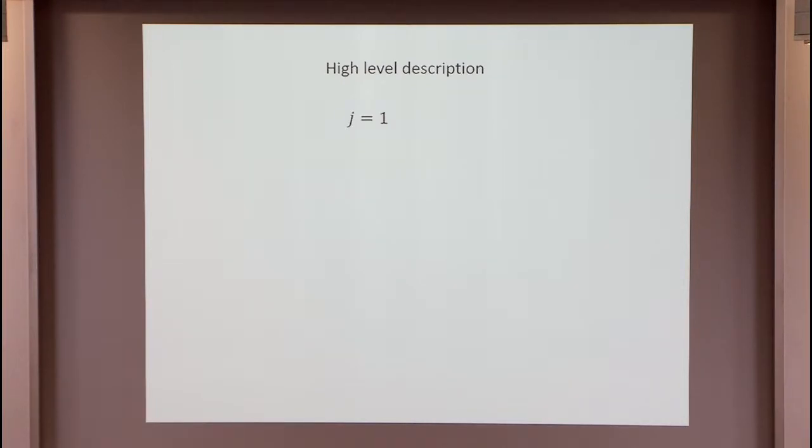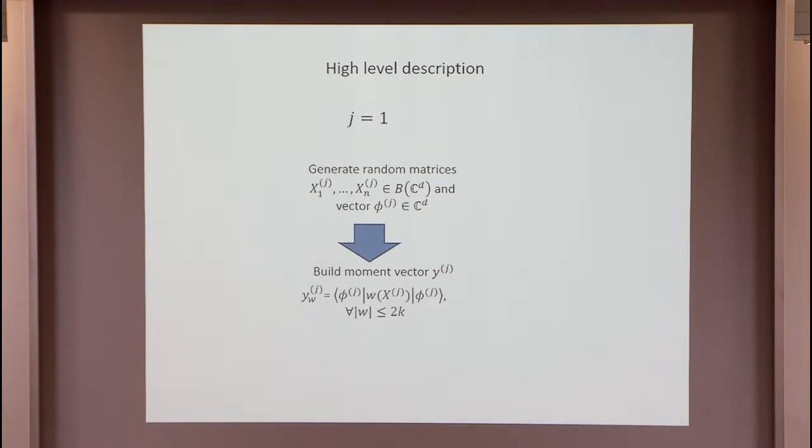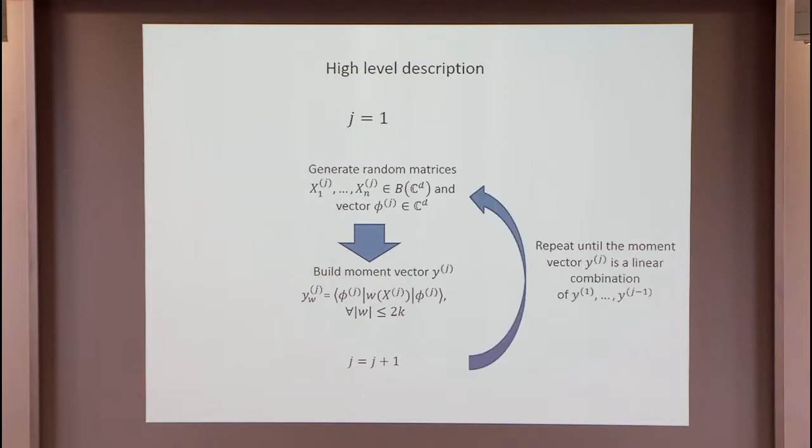First of all, you start with some variable, j, and you set it to 1. Then you generate some set of random matrices, x_1^j to x_n^j, which are complex and completely random, and also some random vector in the same space, which is normalized. Next, you use these matrices and this vector to build a moment vector using expectation values in the usual way. And then you update the value of j. Then you repeat, and you repeat and repeat until the moment vector that you generate in the jth iteration is a linear combination of the previous ones. When you reach that point, any moment vector with an operator representation will be a linear combination of the previous ones that you generated.